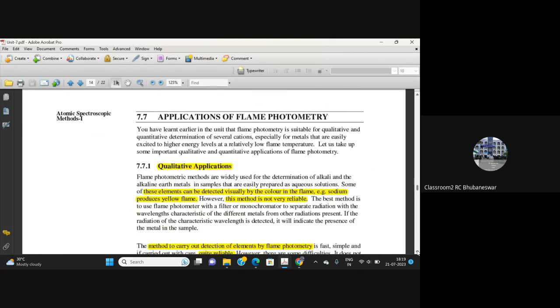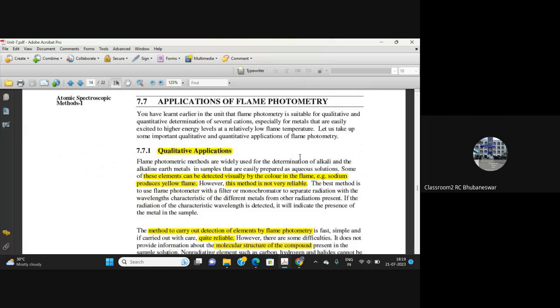So coming to the applications of flame photometry, as we discussed in the previous parts, qualitative and quantitative applications are there. But let me put it this way: flame photometry is very, very important. Atomic absorption spectroscopy, if you are dealing with a pollution control board, or working in some industries, or are very familiar with atomic or element studies, alkali and alkaline earth metals, these are the best option to go for.